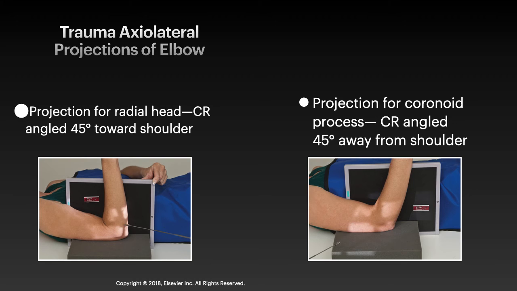Trauma axiolateral projections of the elbow. On the left is a projection for the radial head. The CR is angled 45 degrees towards the shoulder. On the right, the projection is for a coronoid process. CR angle is 45 degrees away from the shoulder.